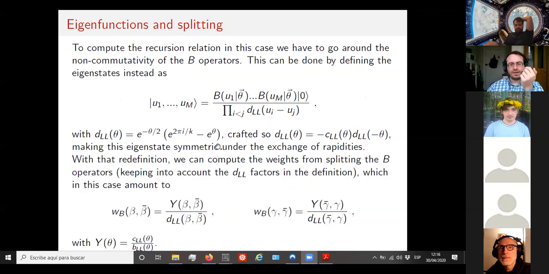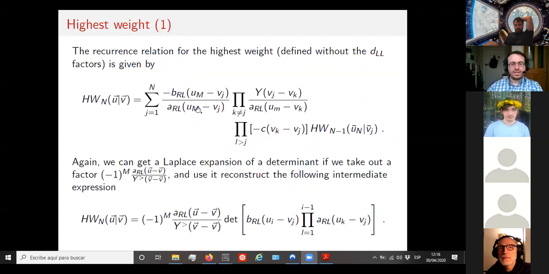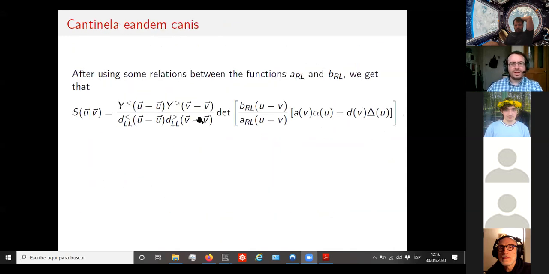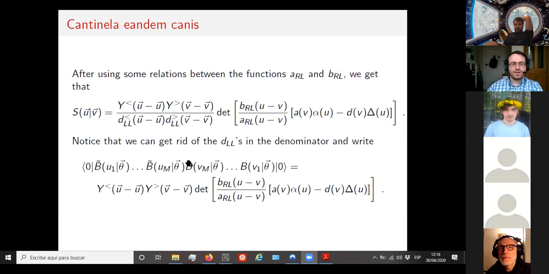And you can more or less do the same process. And at the end of the day, your scalar product can also be written in terms of a determinant, where I've written this alpha and delta to be the equivalent of the A and B in these other spin chains, the other one we have to introduce. And even if we take away the symmetrization factors, the scalar product is still a determinant.